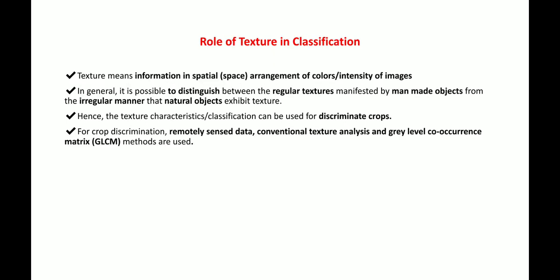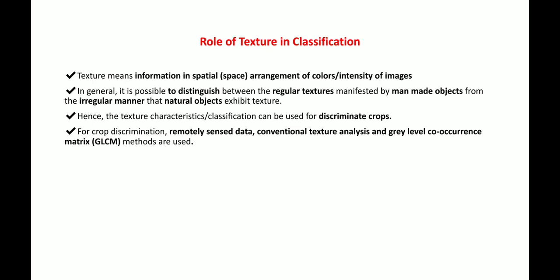Then the role of texture in classification. Texture means the information of spatial arrangement of colors or the intensity of the image. According to color or the intensity of the images, crops can be discriminated or classified in texture classification. In general, it is possible to distinguish or differentiate the crops between the regular textures manifested by man-made objects from the irregular manner that natural objects exhibit the texture.